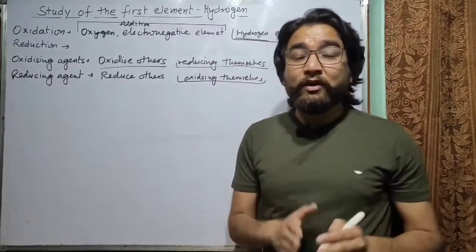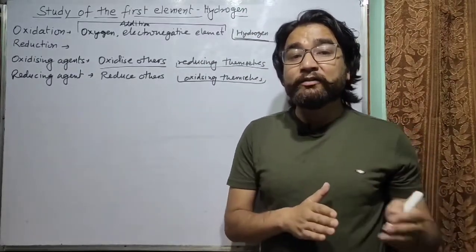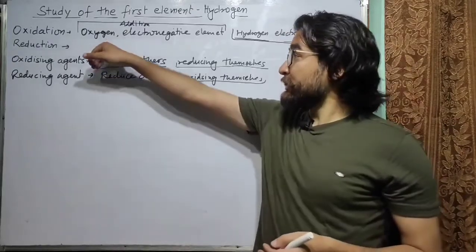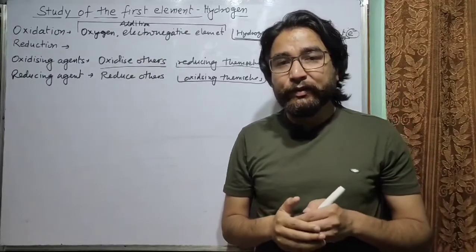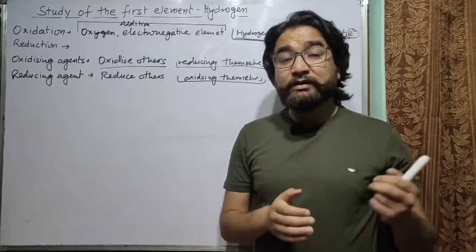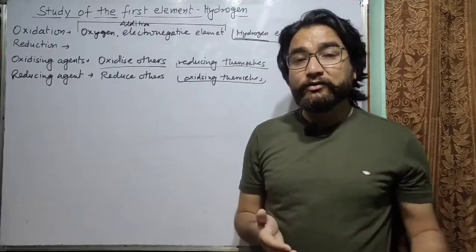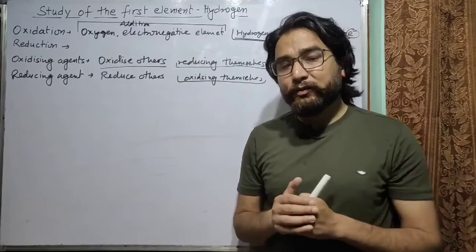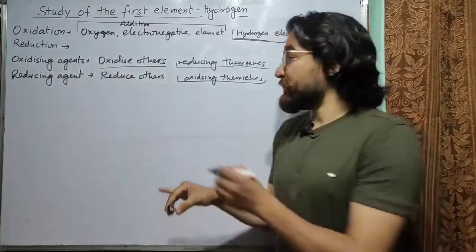So what will the oxidizing agents do? They will oxidize others. And how will they oxidize others? They will give oxygen, or they will give any other electronegative element, or they will take hydrogen, because they will remove the hydrogen from other elements, or they will remove the electrons, or they will remove any other electropositive element. That's how the oxidizing agent oxidizes others.